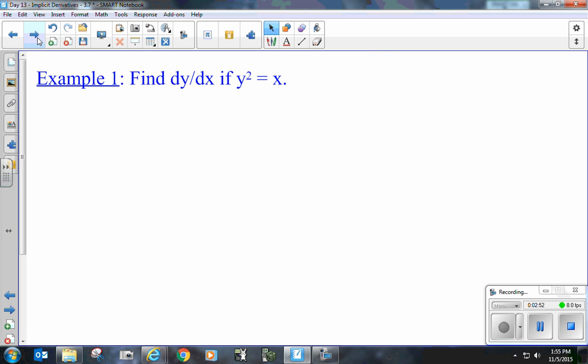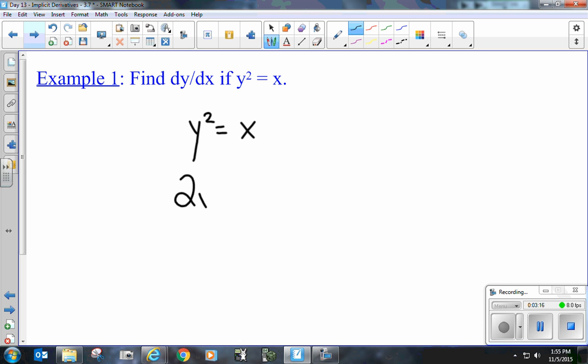Alright, so we're going to do stuff like that. And let's give it a try. Find dy dx if y squared equals x. So we have y squared equals x. I'm going to take the derivative of every variable just like it would be an x. The derivative of y squared would be what? 2y. But when we take the derivative of y, we want to put right next to it dy dx, like multiplying by, okay? Equals, the derivative of x is 1.